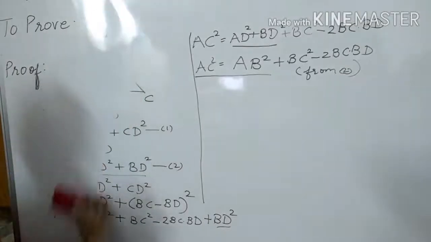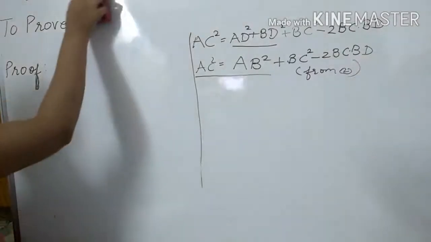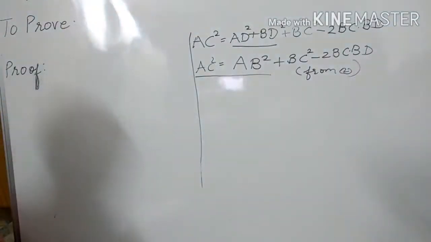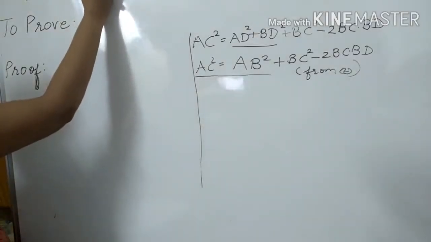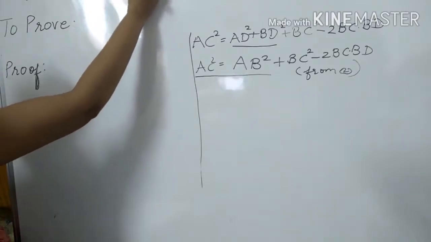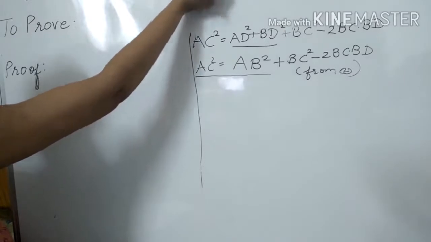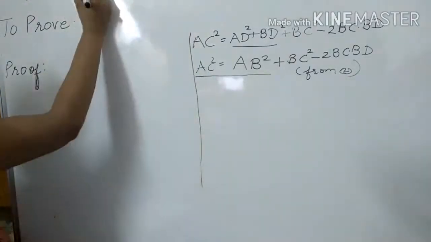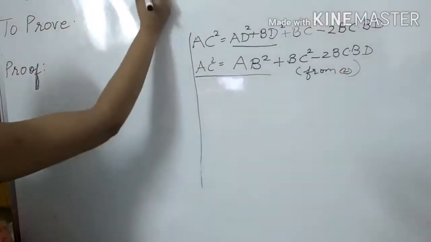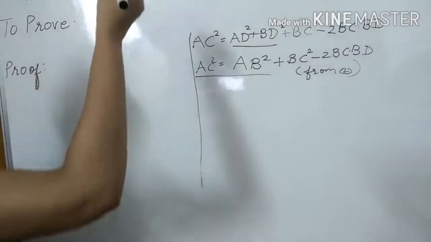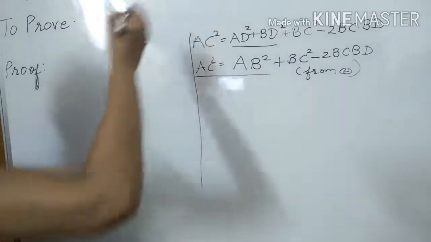So here, what is given part? That is, before proving, whatever is given is your given part. Here I am writing given part. ABCD is the quadrilateral, and angle B is 90 degrees. Also, whatever is given here, we will write AD square is equal to AB square plus BC square plus CD square.